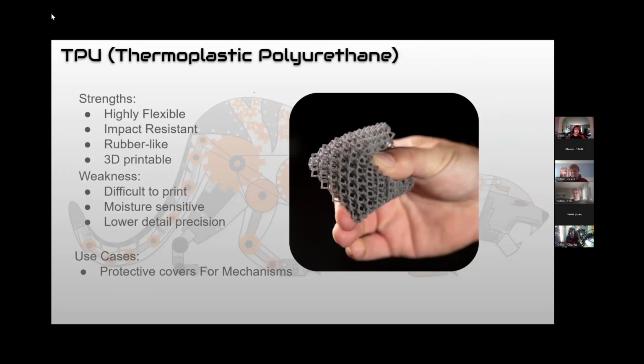TPU is highly flexible, impact resistant. It's almost like rubber. It is pretty difficult to print. Same thing about being moisture sensitive, and then it's harder to print in detail with this. And then we used this year for blocks to stop our pivot from going too far back, so we wouldn't compromise our center of balance.